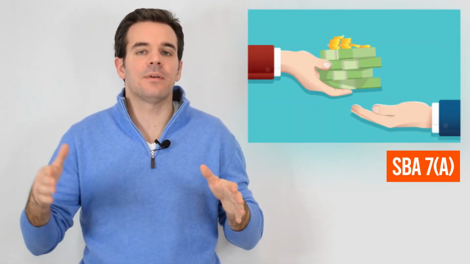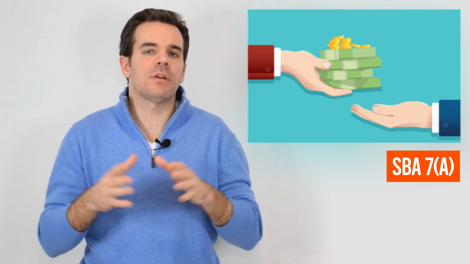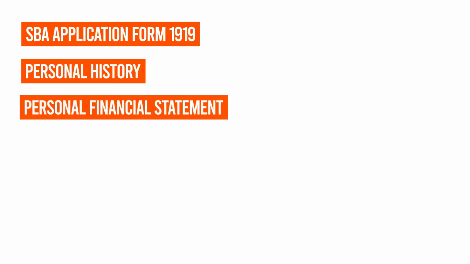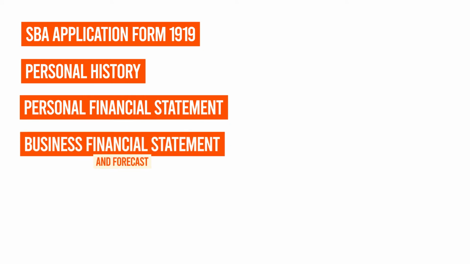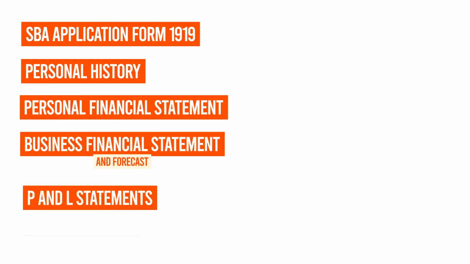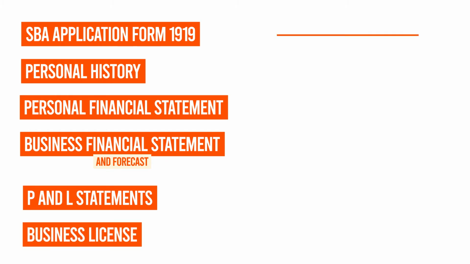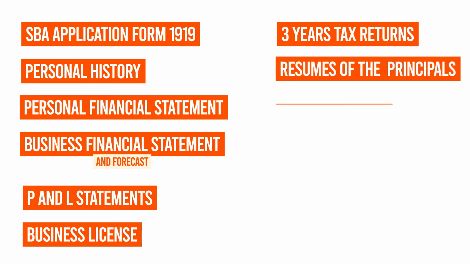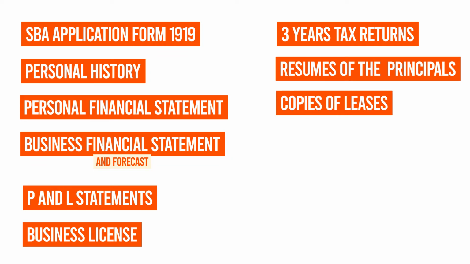Now, when it comes to the actual loans, the first one is the SBA 7(a) type of loan. This loan goes up to $5 million, and some of the requirements are the following: SBA loan application form 1919, personal history, personal financial statement, business financial statements and forecasts, P&L statements, business licenses, 3 years of personal and business tax returns, resumes of the principals of the company, and copies of leases.